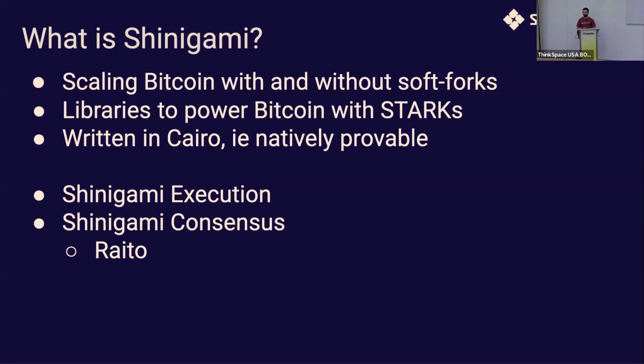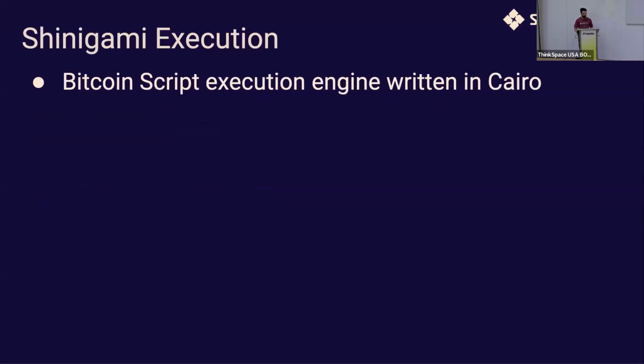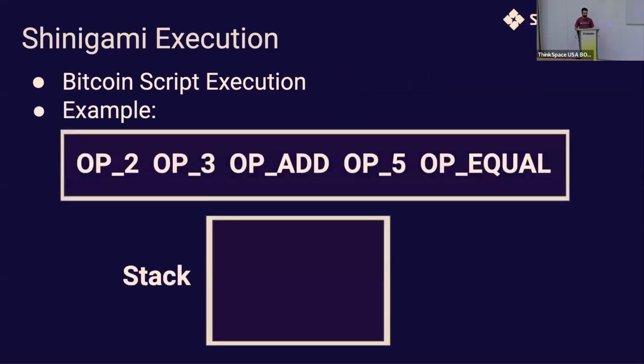Shinigami is split into two different parts. There's the execution and consensus libraries. The consensus library can also be referred to as Rhino, so y'all might hear that name floating around. But I will be mainly focusing on the execution part because that's what I've worked on, but I'll go into the consensus part as well. So Shinigami execution is a Bitcoin execution engine written in Cairo. Essentially, what that means is that we want to execute Bitcoin script in a way that we can create Stark proofs of that execution, which would allow us to run super fast.